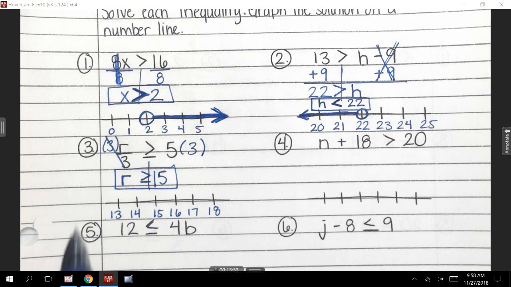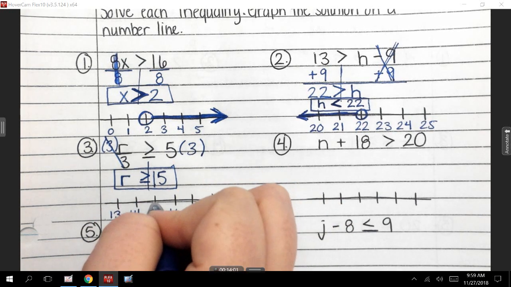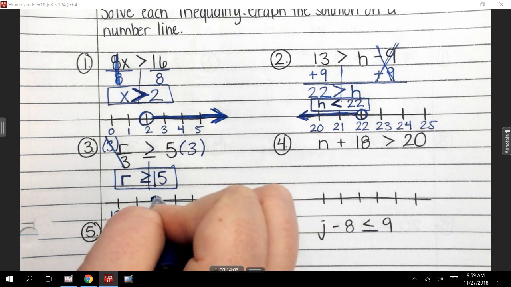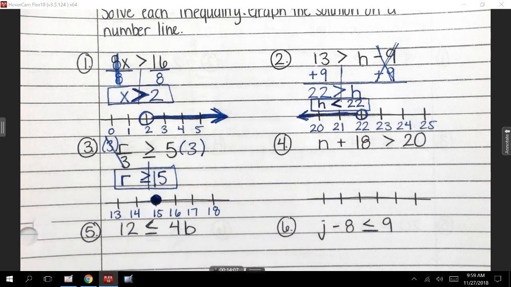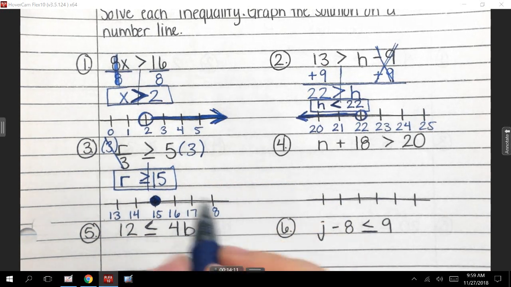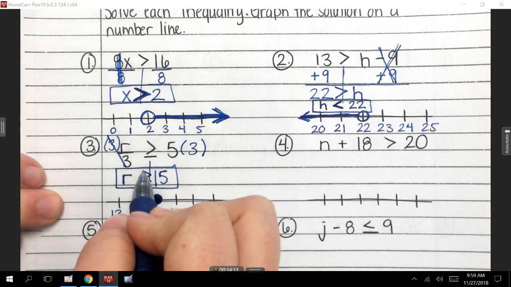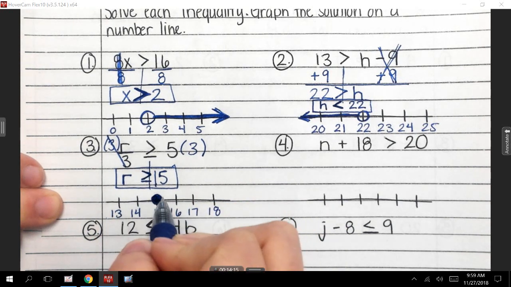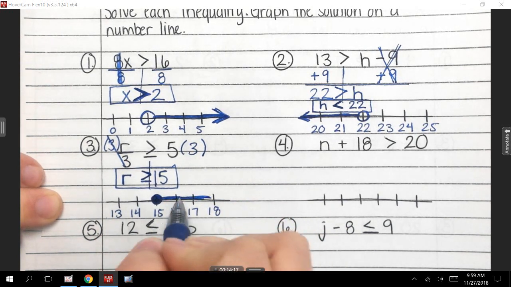We're on number 5, right? We're on number 3. Number 3, oh, okay. We need a closed dot because it has that equal to line underneath. So we're going to fill that dot in because it has the equal to line. And what direction am I going to be going here, Sasha? Towards the bigger numbers because my arrow is pointing to the right. So we're going to the right.